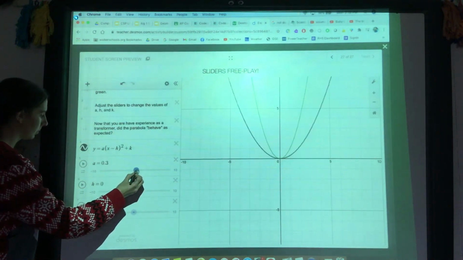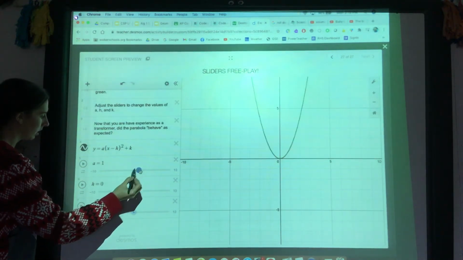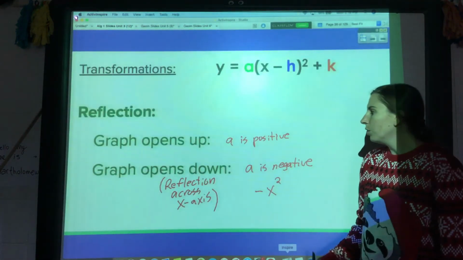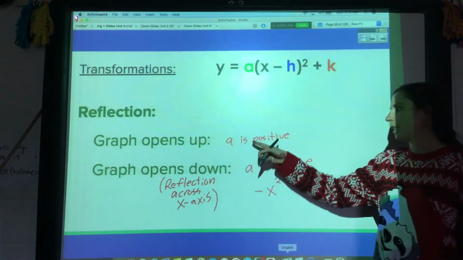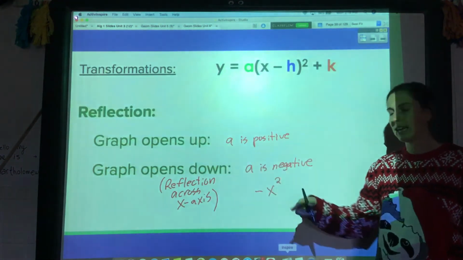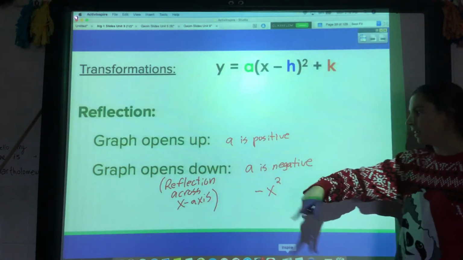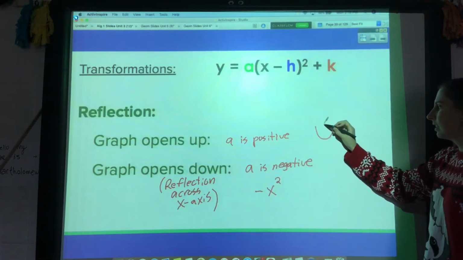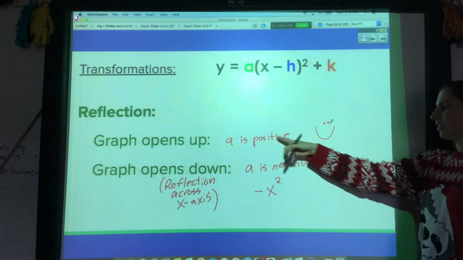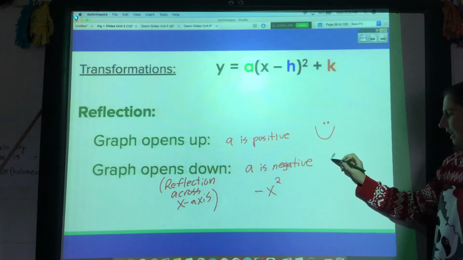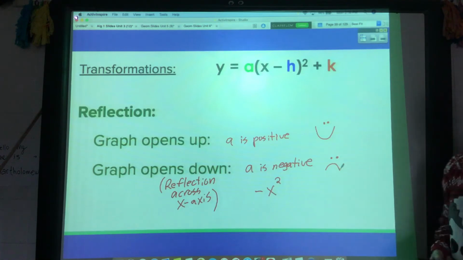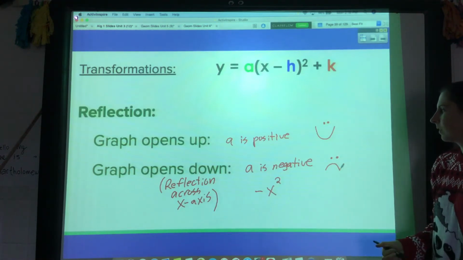Okay, let's put this back. So the graph opens up when the A value is positive, and opens down, gets flipped upside down, when the A value is negative. I like to think of this as, look, the graph is smiling if the A value is positive, but if the A value is negative, the graph is sad. It opens down.